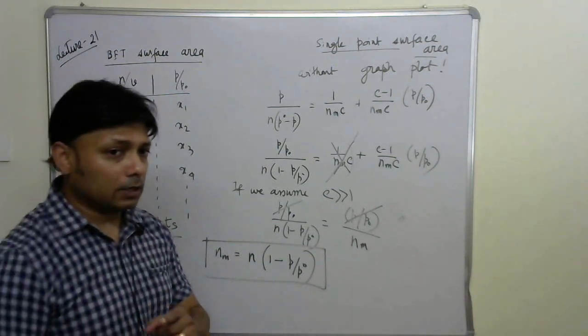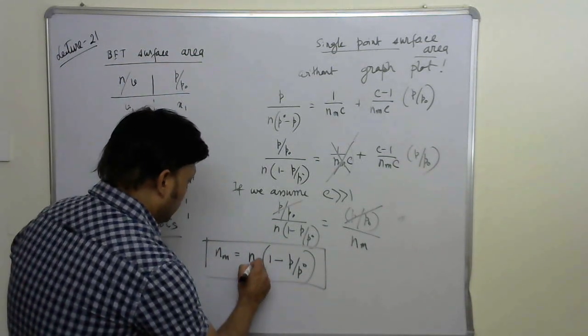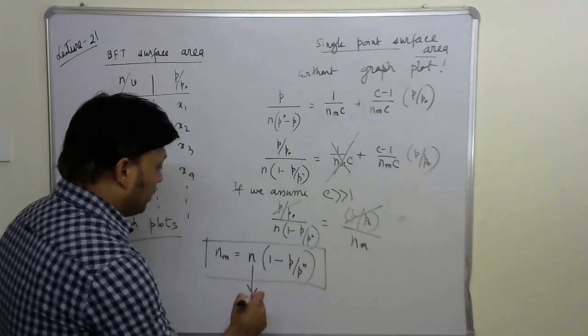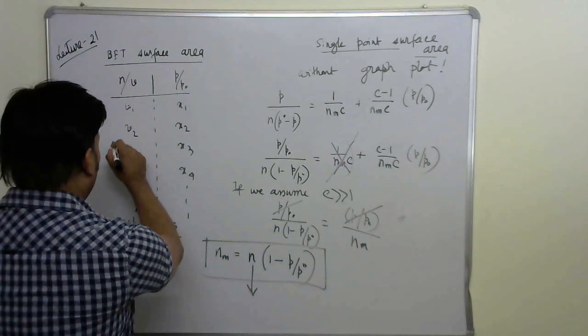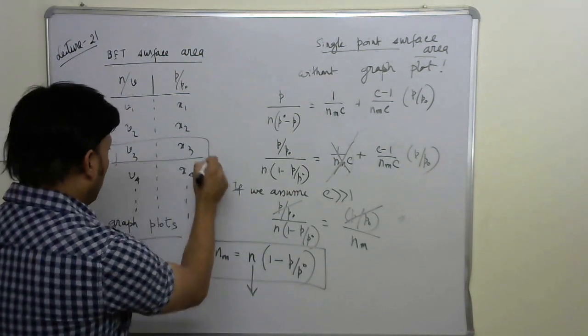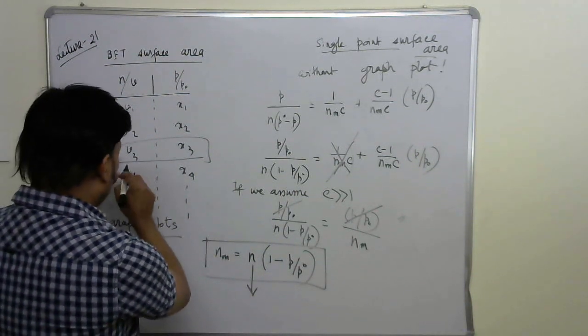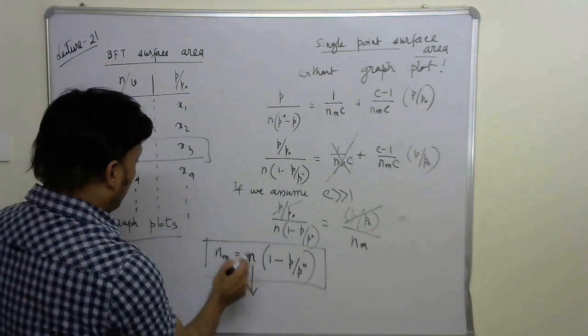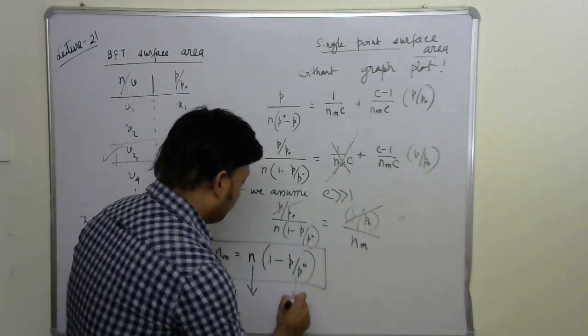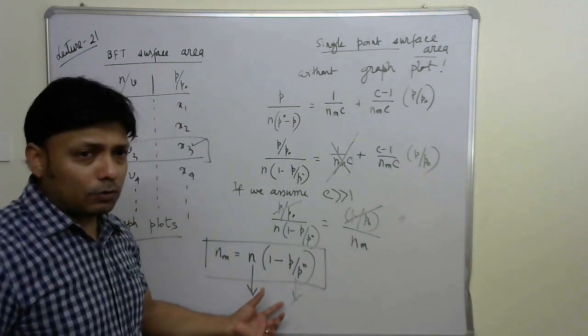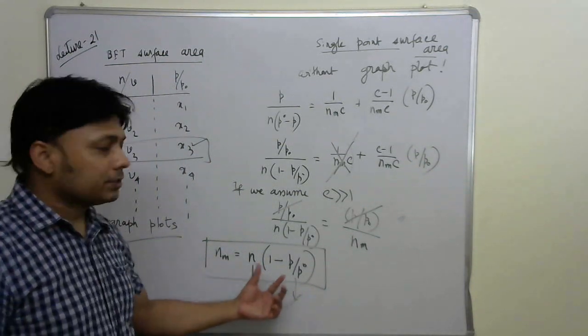Why single point? Because you need to find only one set of data points from this chart, say arbitrarily this one. So n means V, any one set of data points, so n for this one and P by P naught for this one. These 2 points would give you a single point surface area.